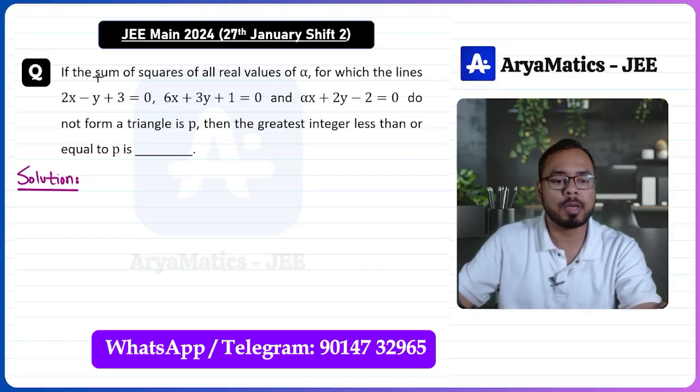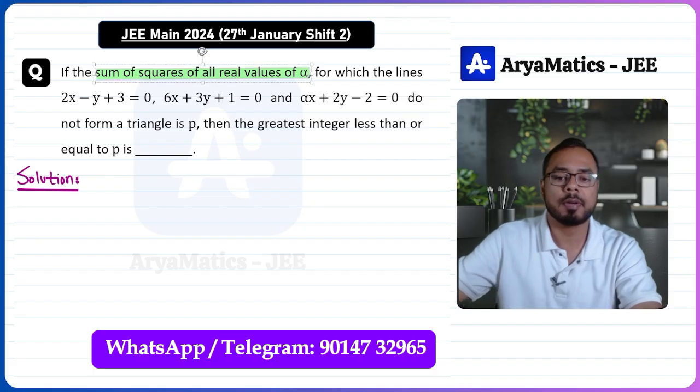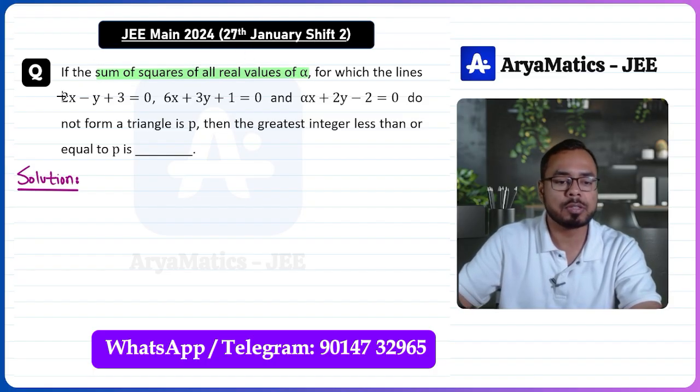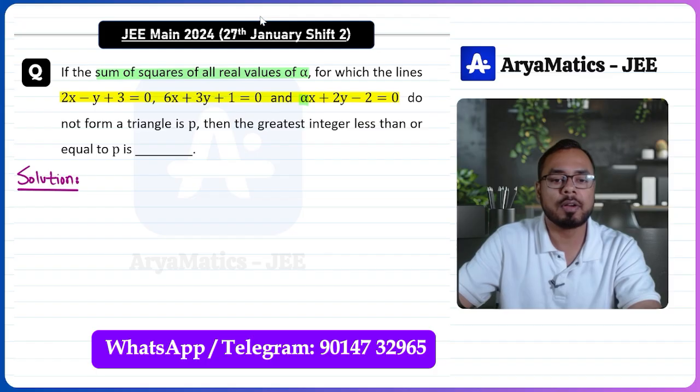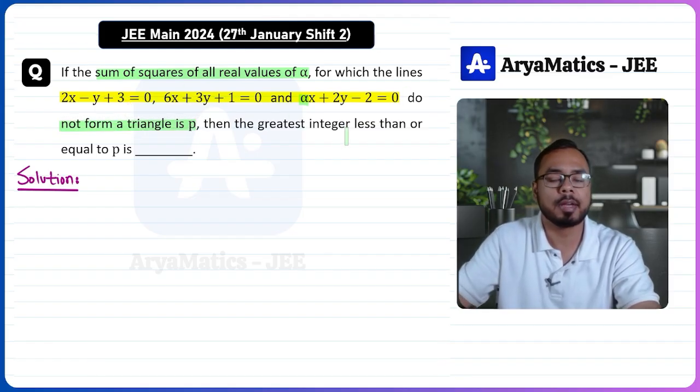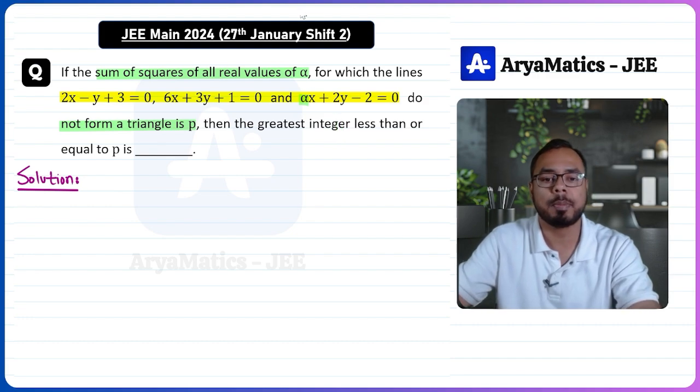If the sum of a square of all the values of alpha for which these three lines... out of those three lines, two lines are completely given and one line has this unknown alpha. So if the sum of squares of all the values of alpha for which these three lines do not form a triangle is P, then we have to find the greatest integer less than or equal to P.